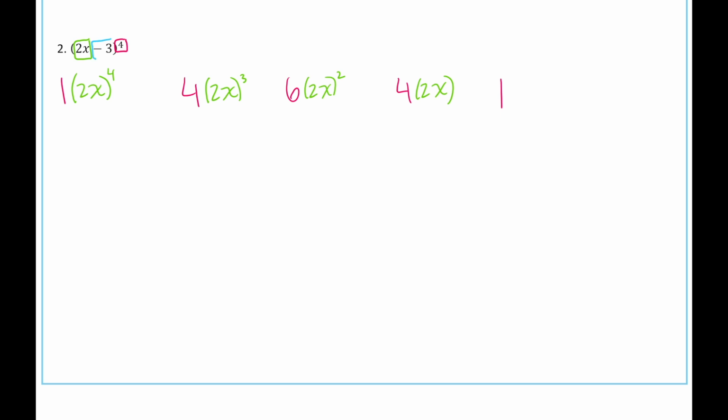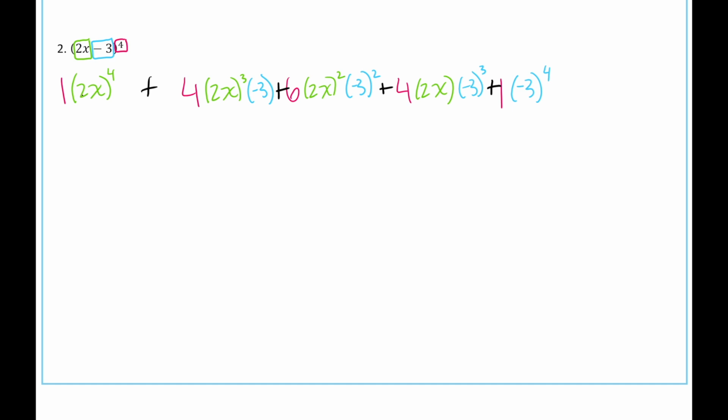In this case, that's negative 3. So I'll start with none. And then I'll have 1. And then it will be squared. And then cubed. And then to the power of 4. I'm going to add my addition signs in between each of these terms.